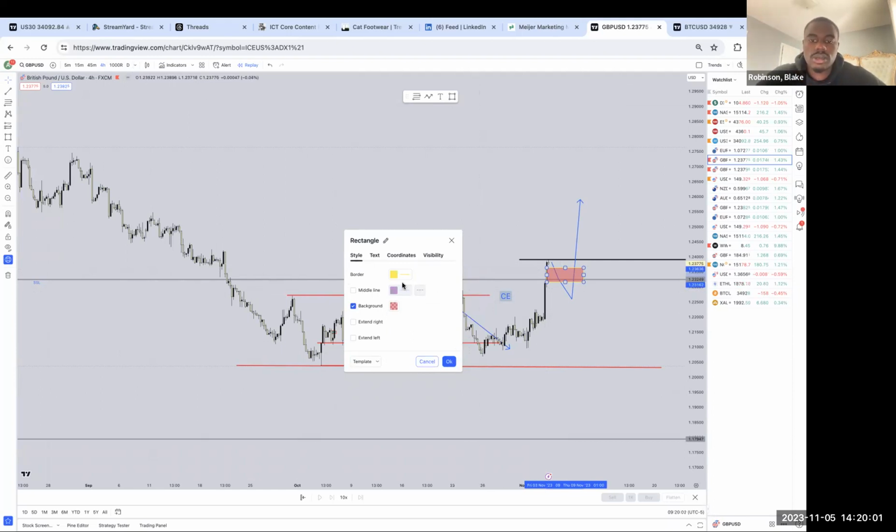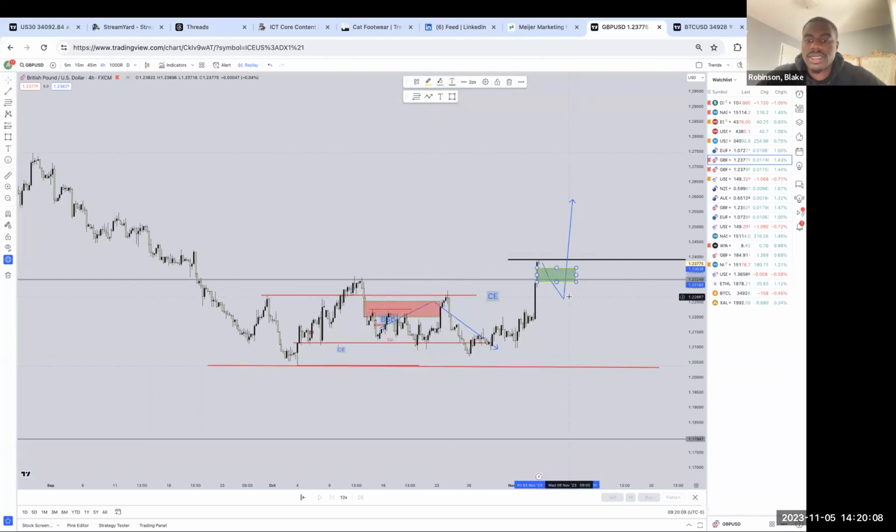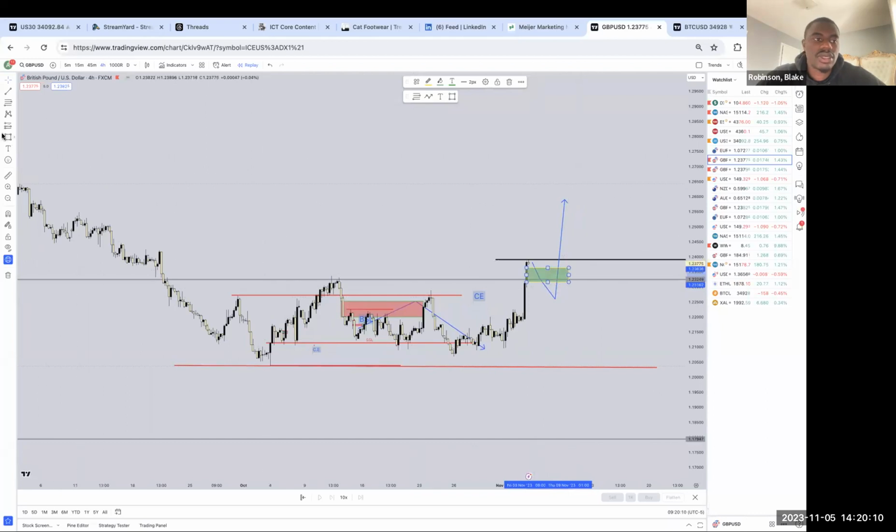Let's see. Making this green because this is a BISI, buy side imbalance, sell side inefficiency. Again, a second one right there. So I'd like to see price trade into this one, but I will make a note that it could go as low as this one.